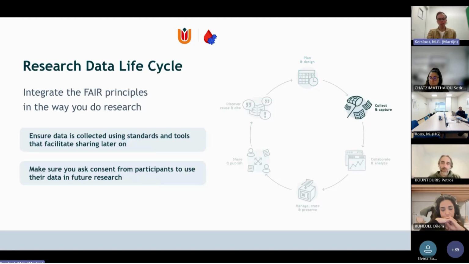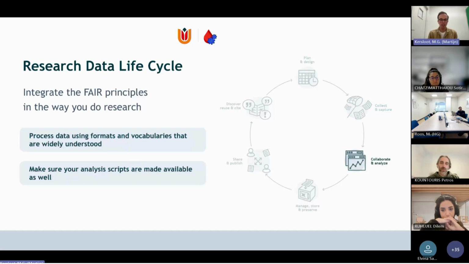If you collect and capture the data, you could make sure that the data is collected using standards and tools that facilitate sharing later on. So making sure that the data that you collect is also well described for others later on. And of course, important is to make sure that you ask consent from participants to use your data in future research. If you want to share your data later on and make it reusable for others, then we need consent from participants for that.